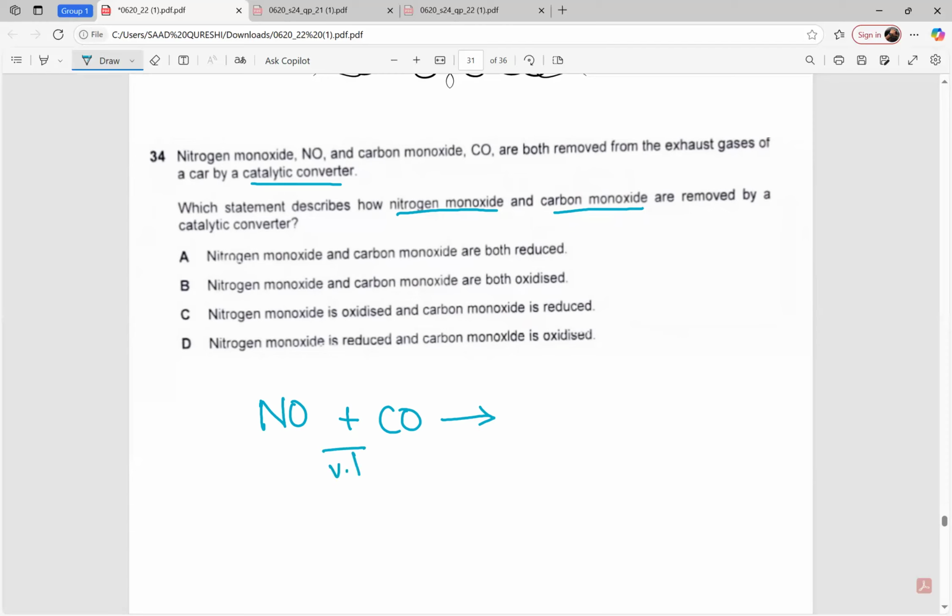They are very toxic. They move to the catalytic converter, where the nitrogen monoxide gets reduced and it gives its oxygen to carbon monoxide, forming carbon dioxide. And the nitrogen monoxide gets reduced to nitrogen molecule. So D is correct. The nitrogen monoxide is reduced and carbon monoxide is oxidized.